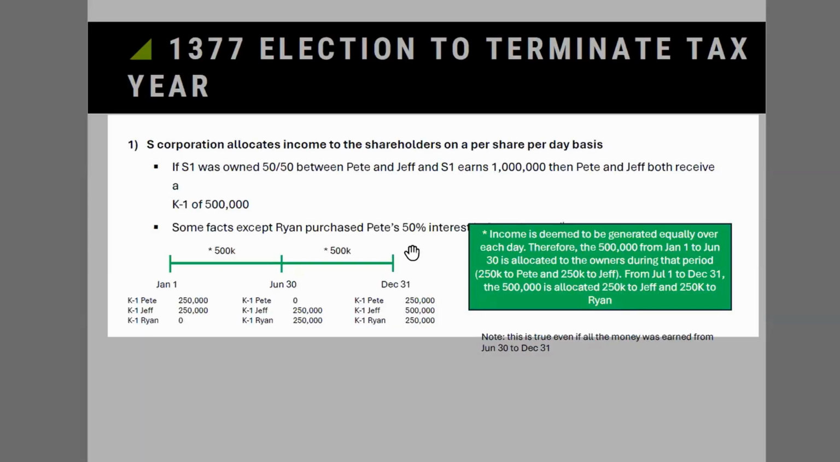Okay, I'll read it. Number 1, S Corporation allocates income to the shareholders on a per share per day basis. If S1 was owned 50-50 between Pete and Jeff and S1 earns 1 million, then Pete and Jeff both receive a K1 of 500,000. The other one's kind of cut off, but it says some facts except Ryan purchased Pete's 50% interest.